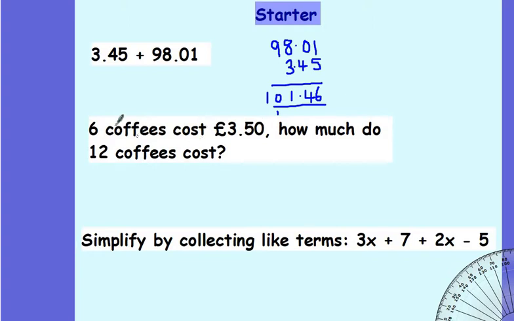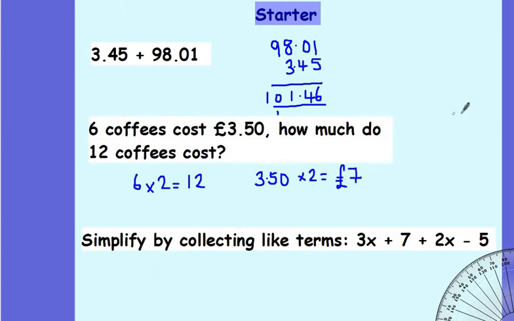My next question, I said 6 coffees cost £3.50. How much do 12 coffees cost? Well, 6 times 2 would give me 12. So I need to double my £3.50. £3.50 multiplied by 2 gives me what, Macy Jane? £7, exactly.